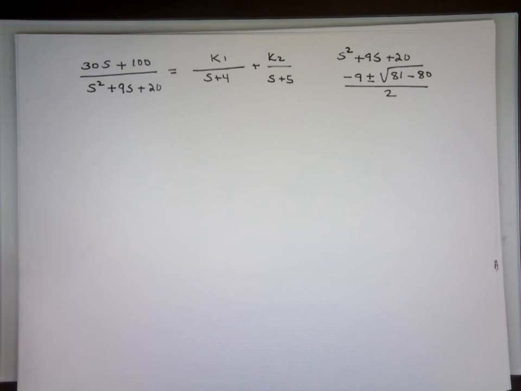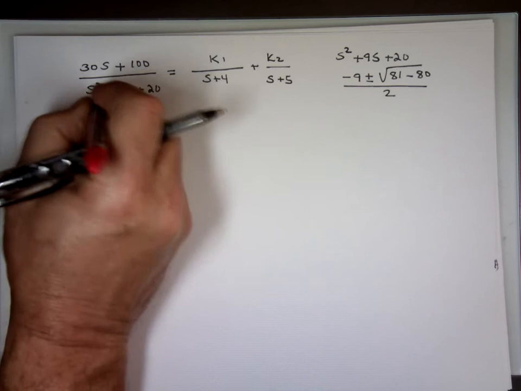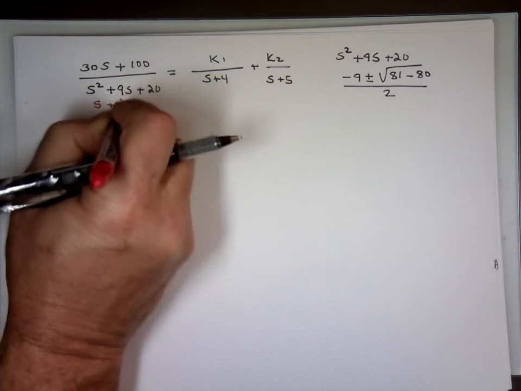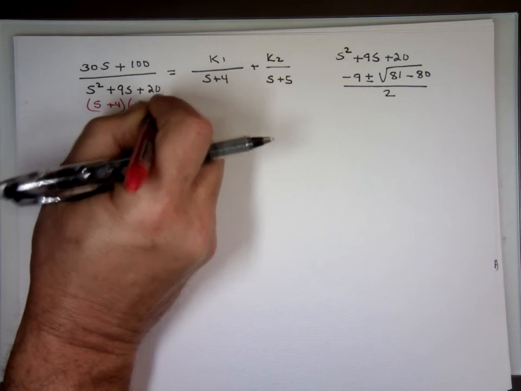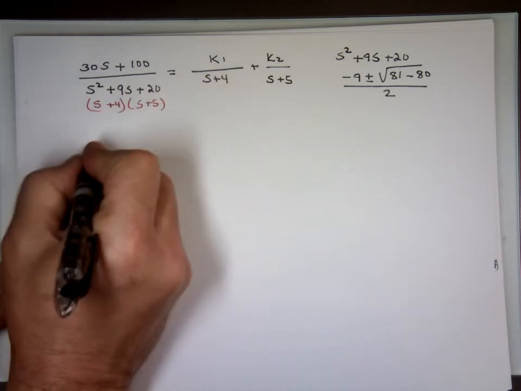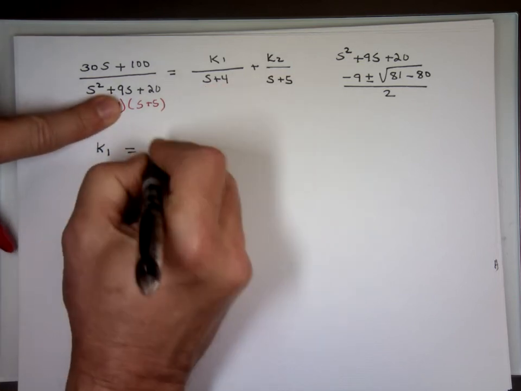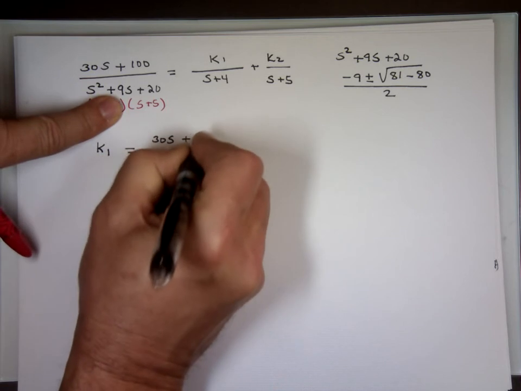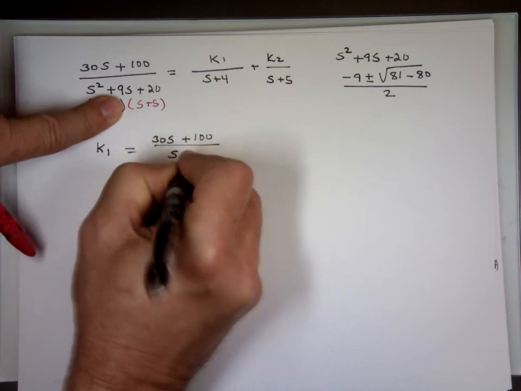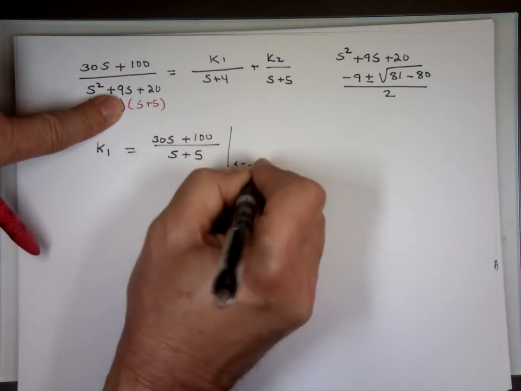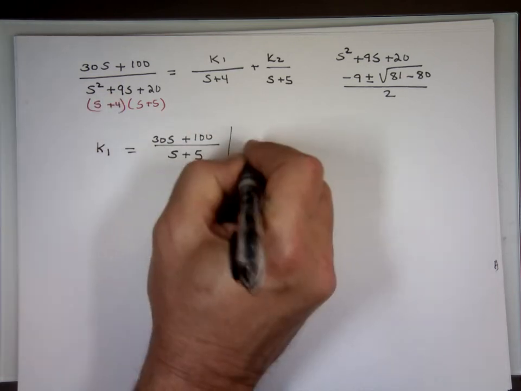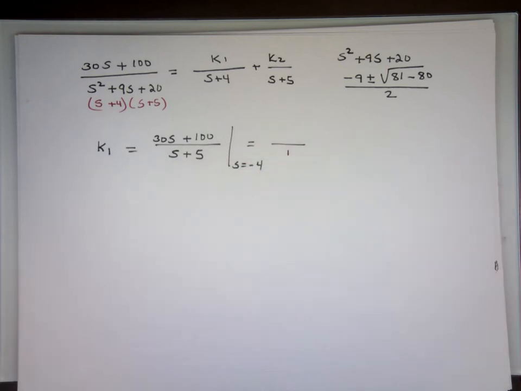So if you factor the bottom of this, it's really s plus 4, s plus 5. So to find k1, k1 is sitting on top of s plus 4, so s plus 4 is gone. 30s plus 100 over s plus 5 when s equals negative 4. The bottom is 1. So what do we have? 30 times negative 4 plus 100. Is that negative 20?